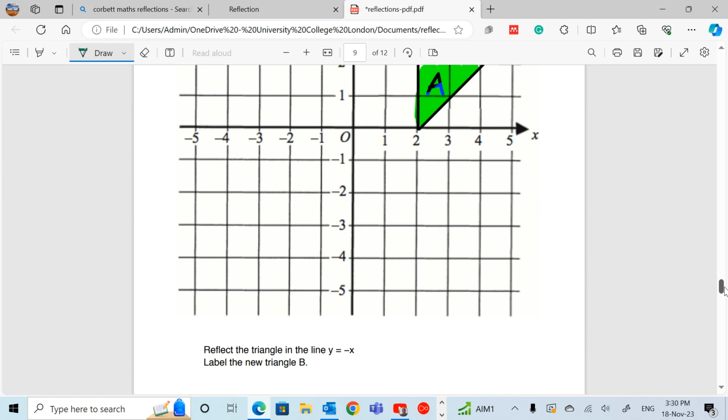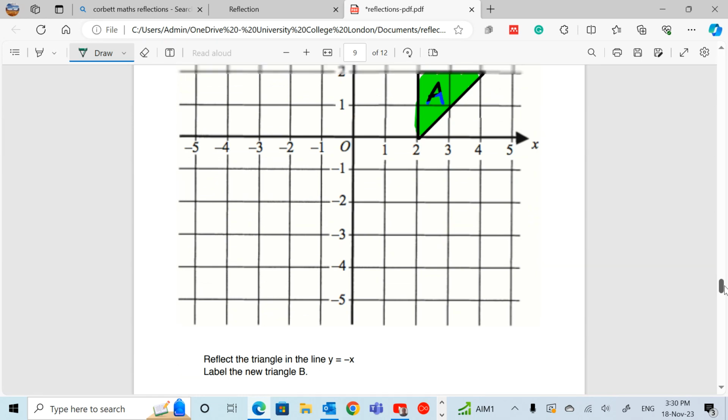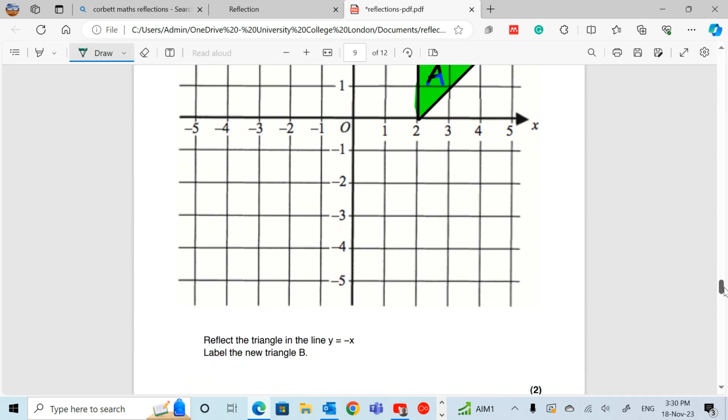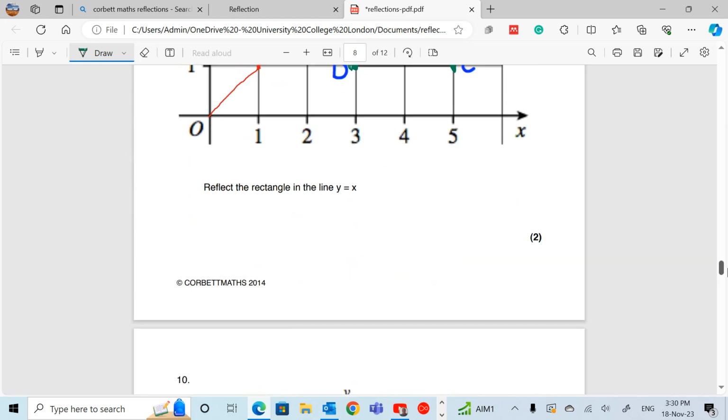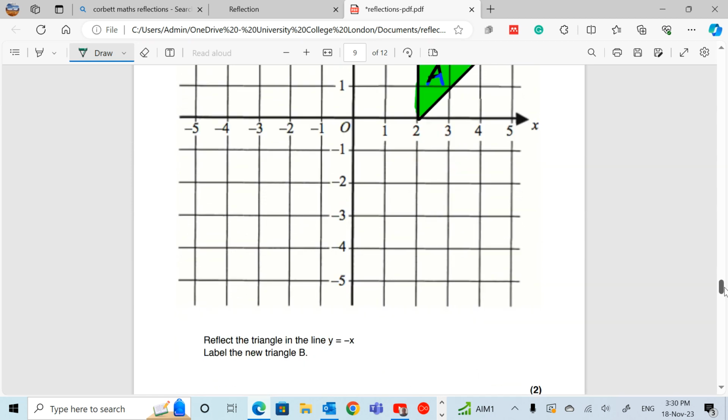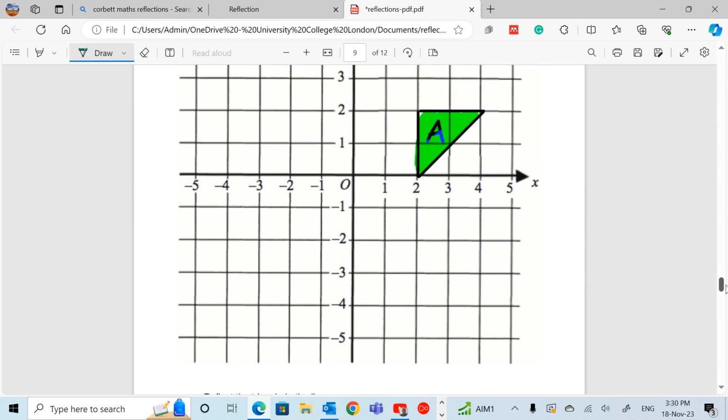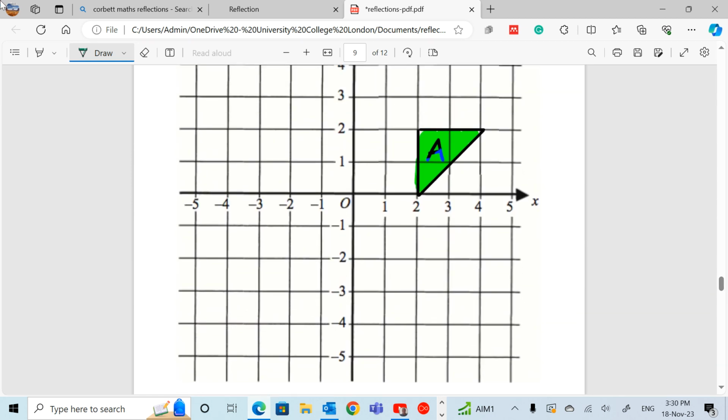Let's move on to question 11, where, now, here we go. They're asking you, reflect the triangle A in the line y is equal to negative x, or minus x, and label the new triangle B. In the previous question, they never asked you to label the diagram, but nonetheless, you reflected the shape for 2 marks.